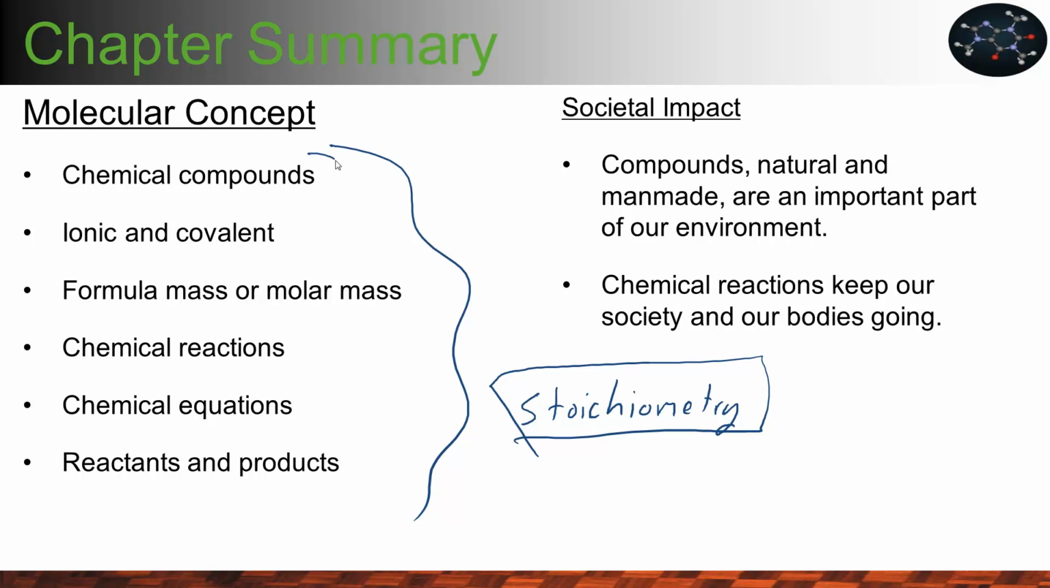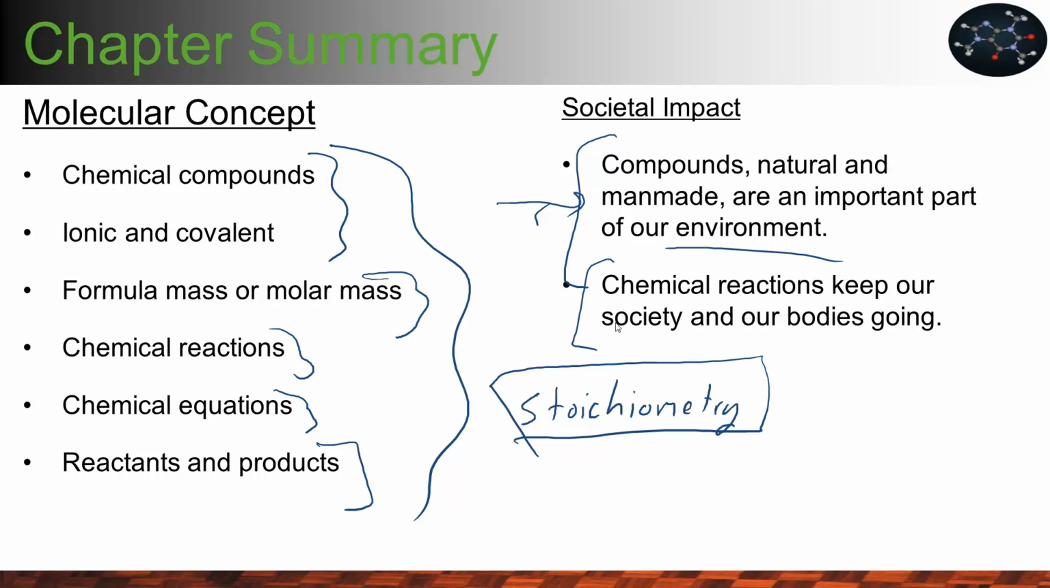But we talked about the difference between chemical and ionic compounds, formula and molar mass. We looked at chemical reactions and chemical equations and how to balance them. And we talked about the different parts of those chemical equations and reactions, including reactants and what they turn into, which is products. The chapter also talks about different compounds, gives you a little bit of a background on some of the compounds that we have and how some of them are important or detrimental to the environment.